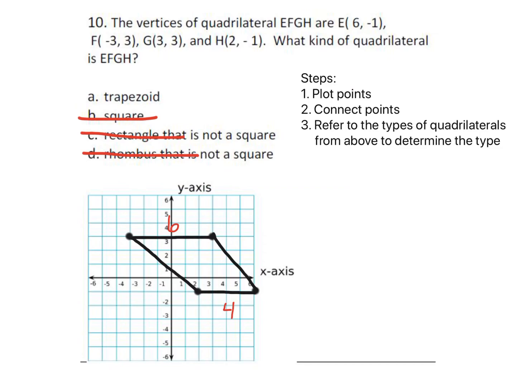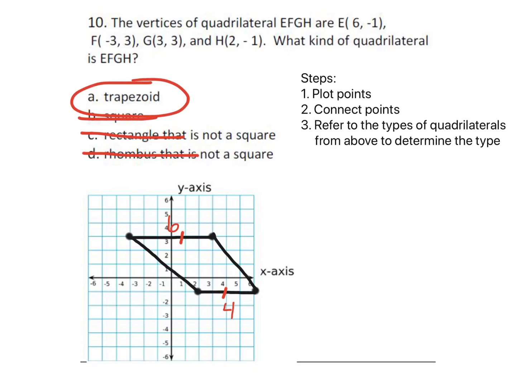Okay, so that leaves trapezoid, and let's just refer to what trapezoid means. It's a quadrilateral, meaning it has four sides. It has one pair of parallel sides. Well, if you look at this side and this side, they are definitely parallel to one another. The other two sides don't really matter as long as I've got one set of parallel sides. So my answer to this is going to be A.